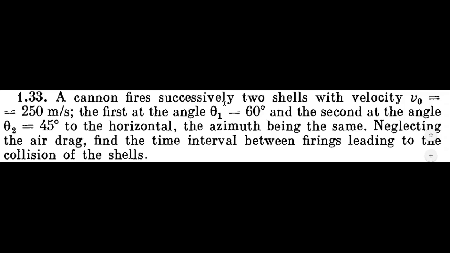A cannon fires successively 2 shells with a velocity v0, 250 meters per second. Okay, the velocity is same. The first at an angle theta 1 equal to 60 and second at an angle theta 2 equal to 45 to the horizontal. The azimuth being the same, neglecting the air drag. You see, he has neglected air drag, okay. Find the time interval between the firings leading to the collision of shells. So we have to find the time during which the shells collide.